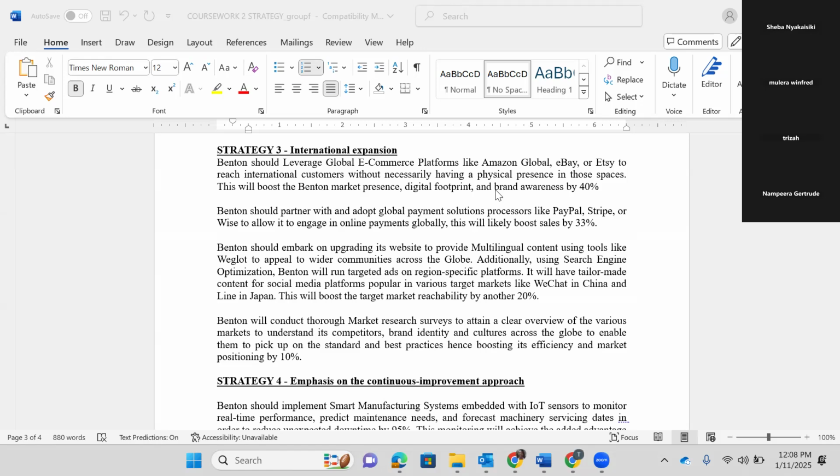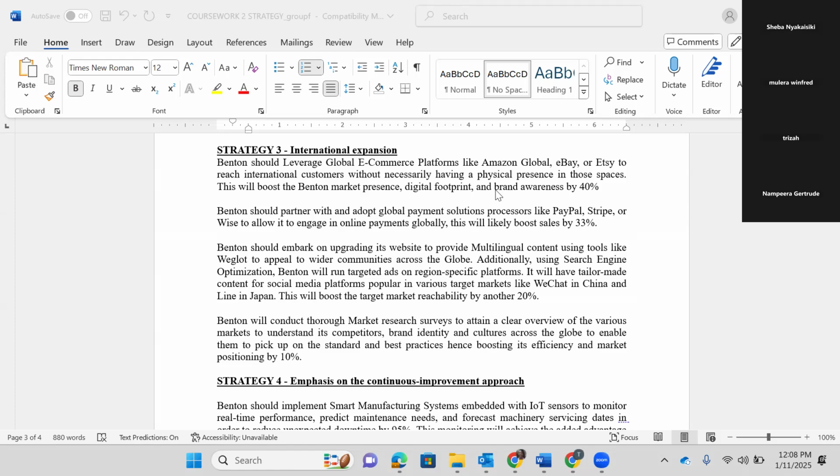Then Benton should partner with and adopt global payment solution processors like PayPal, Stripe, or Wise to allow it to engage in online payments globally. This will likely boost sales by 33%. So this strategy number 3 is basically looking at international expansion and how Benton can enlarge its market worldwide.